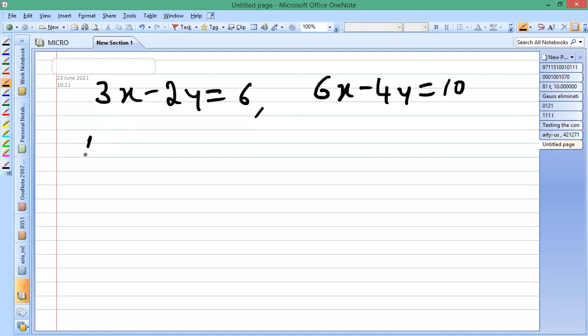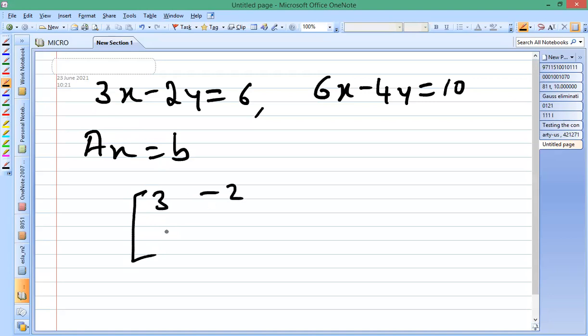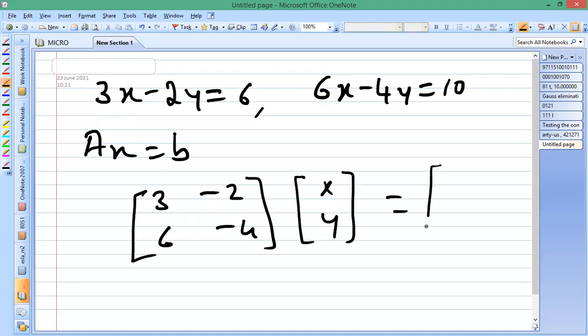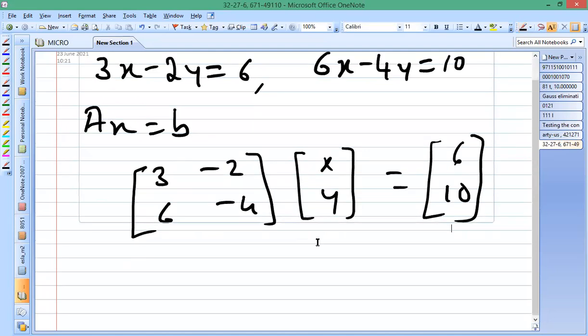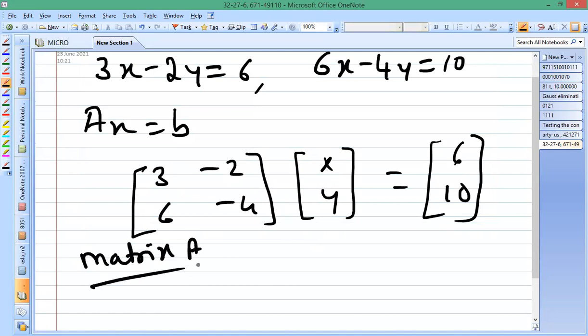Here first you have to write it in the form AX is equal to B. So here A is 3, minus 2, 6, minus 4, X is x, y, and B is 6, 10. For this, find the rank of matrix A. So let us consider matrix A: 3, minus 2, 6, minus 4.